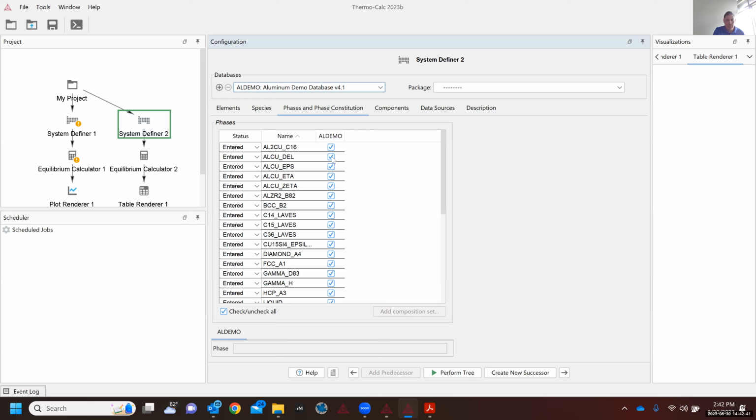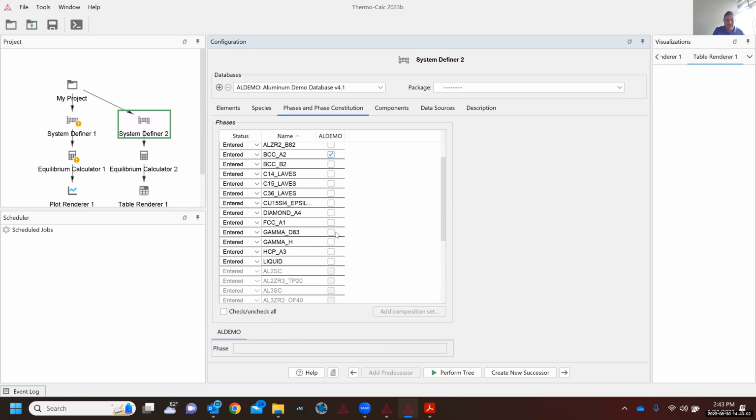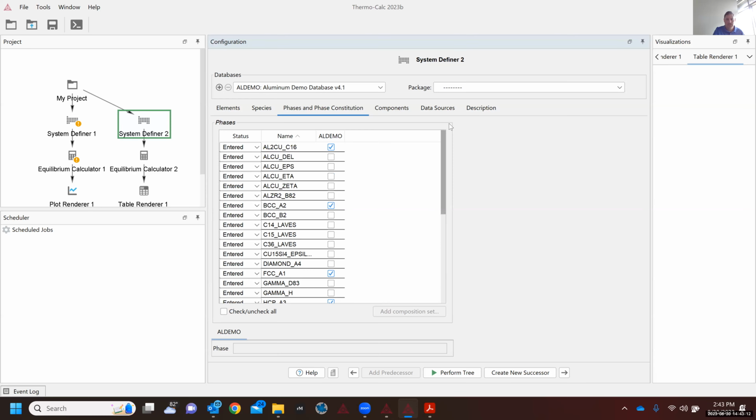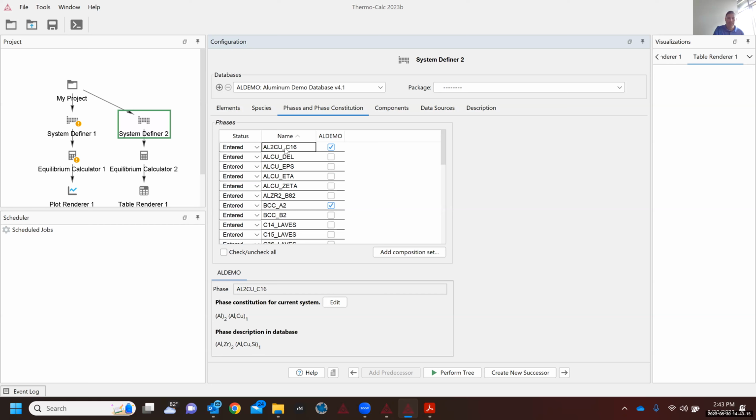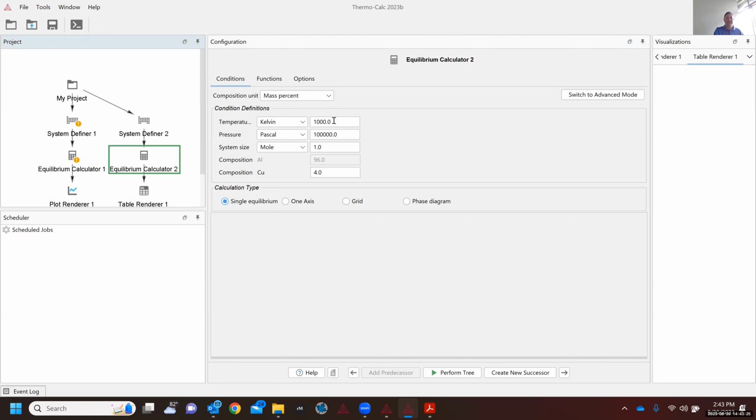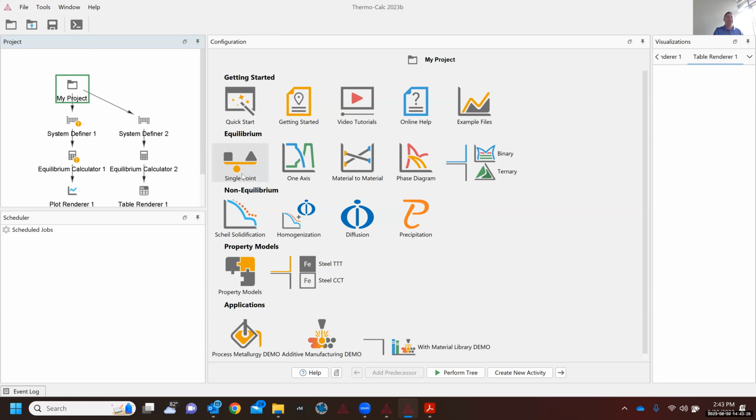For now, I'm going to uncheck all phases and just put together some of the phases to make things easier. I'm going to put the BCC A2 phase, FCC phase, the HCP phase, and the liquid phase. And then if you didn't see it, I did put the Al2Cu C16 phase in there as well, because that's the theta phase. And so the first thing that I asked it to do, if you remember when I went here, is I did a single point calculation.